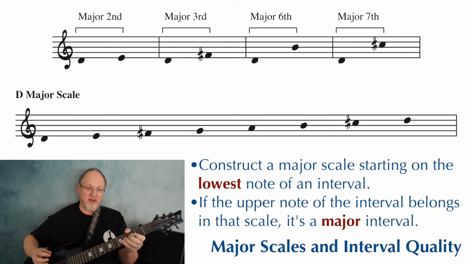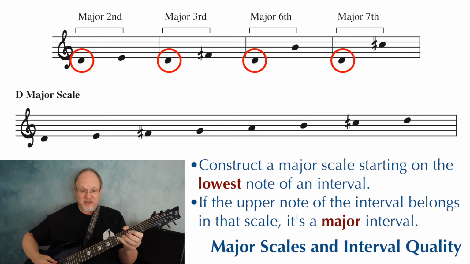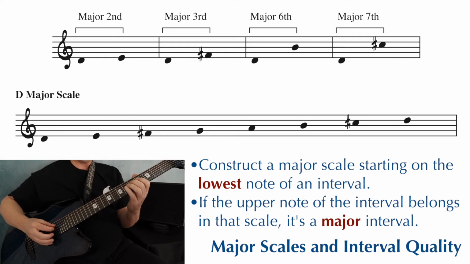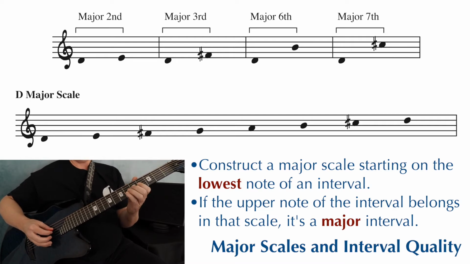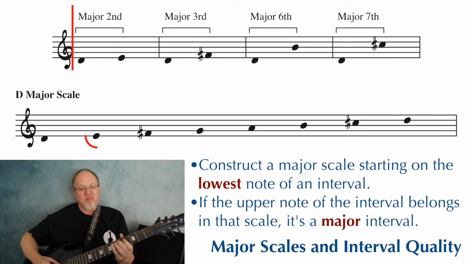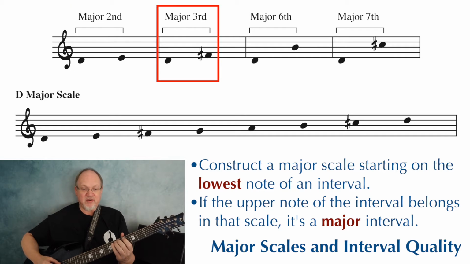Here's a different set of intervals. Now D is the lowest note, so we're going to use the D major scale as our guide. D, E, F sharp, G, A, B, C sharp, and then D. D to E, it's a second, and E is in the D major scale, so that's a major second. D to F sharp, that's a third, and that does belong in the D major scale, D, E, F sharp.